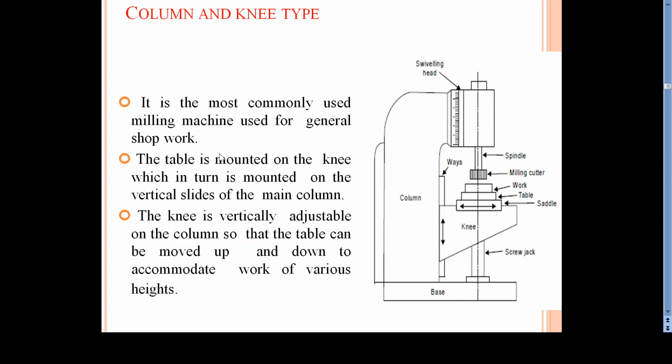It is the most commonly used milling machine. This column and knee type is very strong, robust, and very rigid. The table is mounted on the knee. The knee is actually a cantilever beam, where one end is supported and the other end is also supported by using a screw, but it can be moved. The knee is vertically adjustable on the column so that the table can be moved up and down. So the vertical feed can be given by moving the knee.